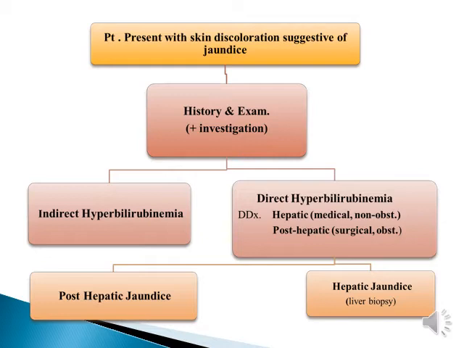Or, after history, examination and investigation, we discover that the patient has direct hyperbilirubinemia. Then the differential diagnosis is either hepatic, which is a medical, non-obstructive disease, or post-hepatic, which is surgical, I mean obstructive jaundice. If it is hepatic jaundice, the next step would be liver biopsy and sending the patient to medicine, again outside the scope of this lecture. If it is post-hepatic, I mean obstructive jaundice, we will continue to speak about it because this is the subject of this lecture.